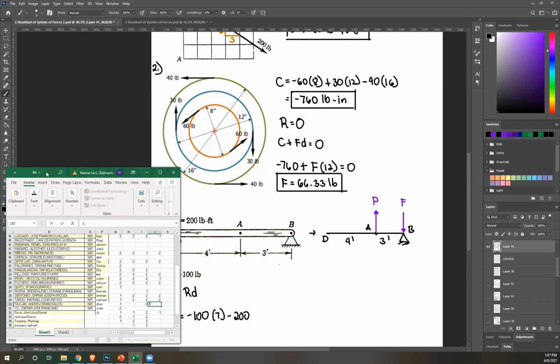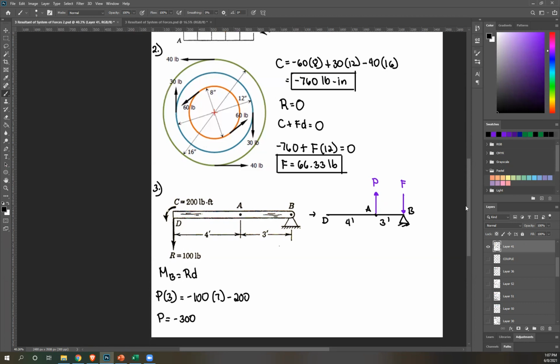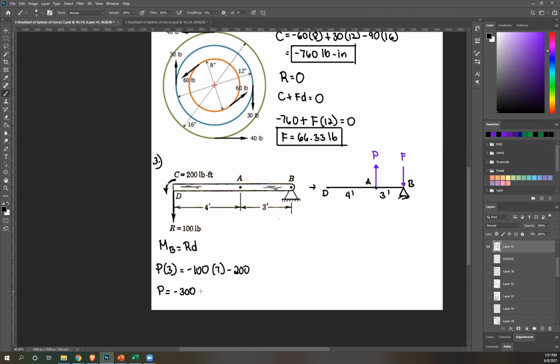Negative 300. So negative 300. Once again, that means an incorrect assumption. I assumed it's upward. That's incorrect. Therefore, it's 300. Unit is pounds. And it's downward.